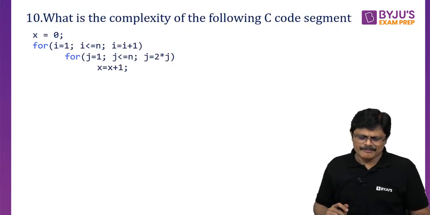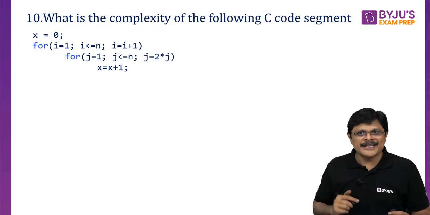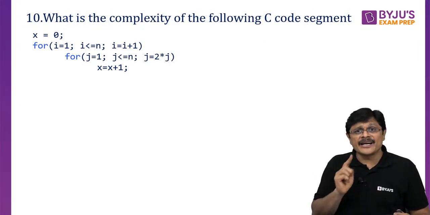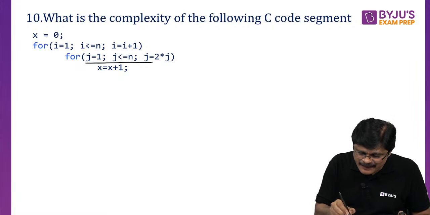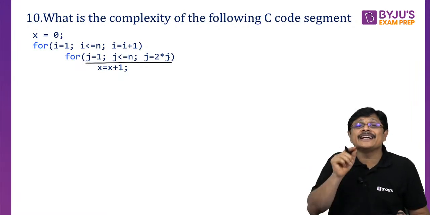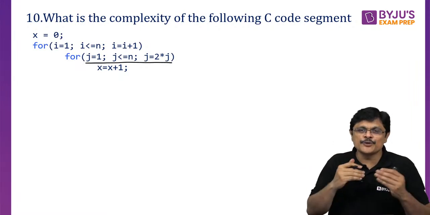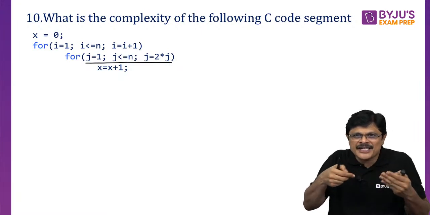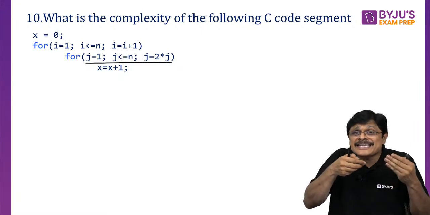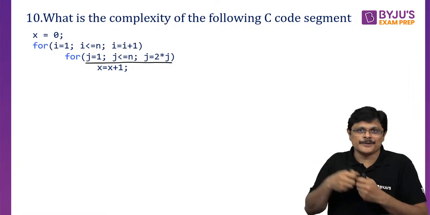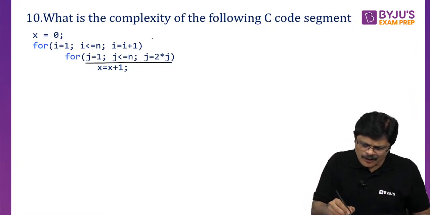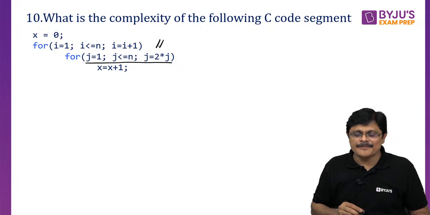Next one. Now here again, nested loops. Independent or dependent? First you have to see whether this J depends on I. No. Then it is independent loops. This loop, that is the loop which you are having, nested loops, that is, we call it as independent nested loop. Got it? Now outer loop iterates how many times?